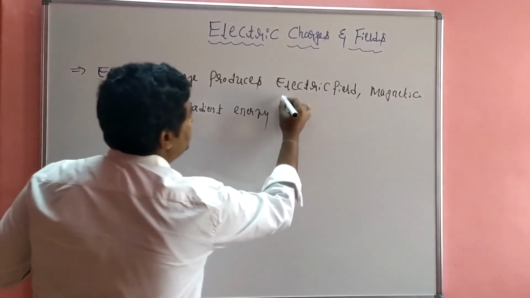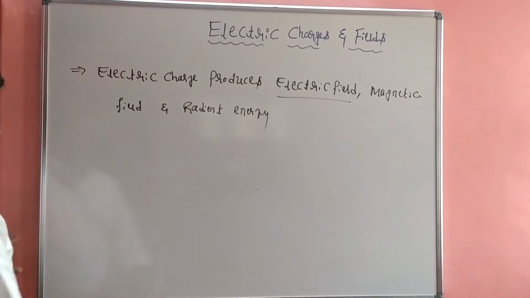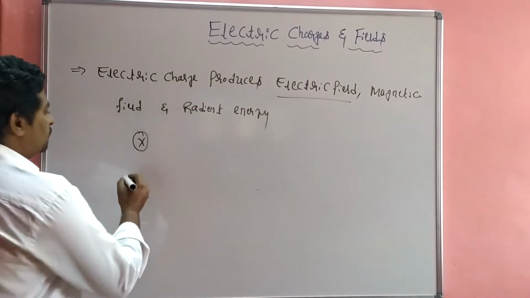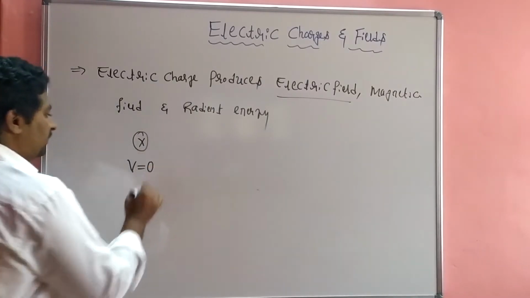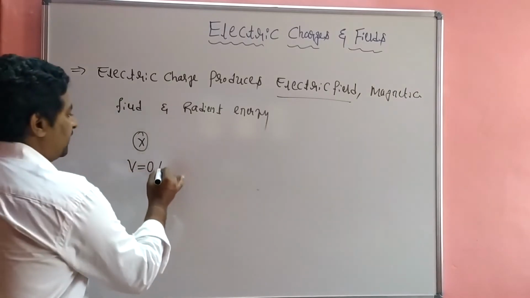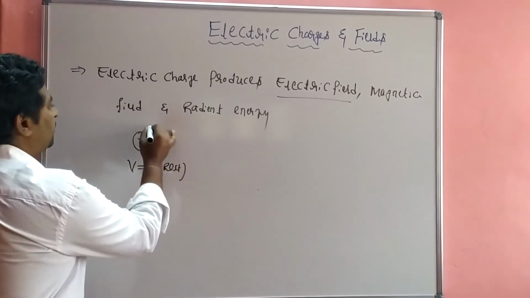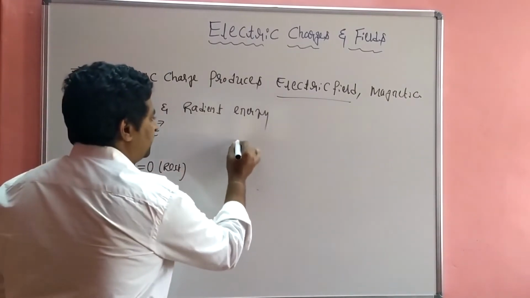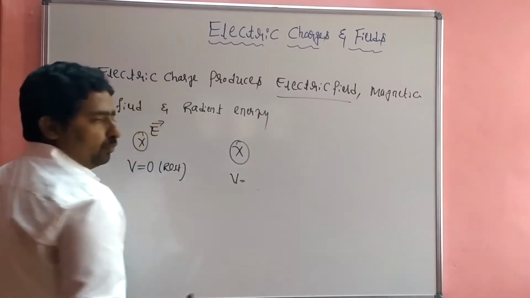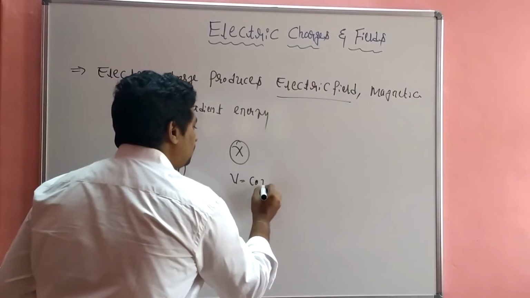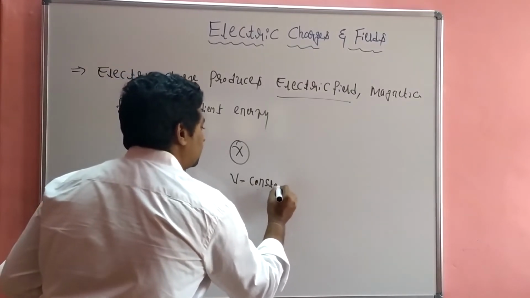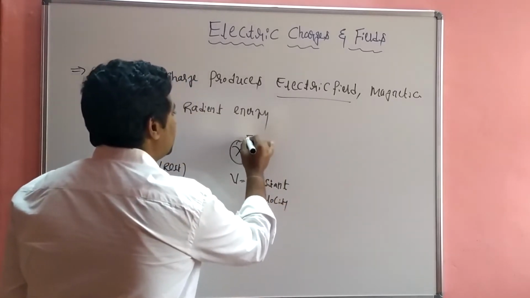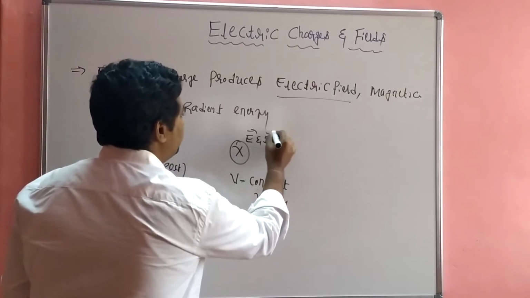So first case, this is the electric charge. This electric charge at rest condition, so velocity is equal to 0. That means it is in the rest condition, it produces the electric field. So when this electric charge moves with a constant velocity, it produces electric field as well as magnetic field.